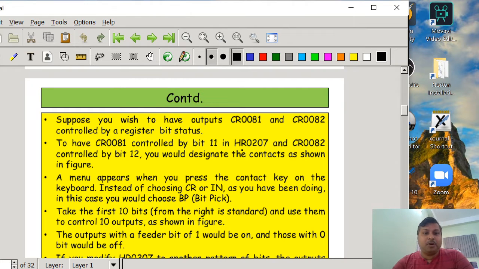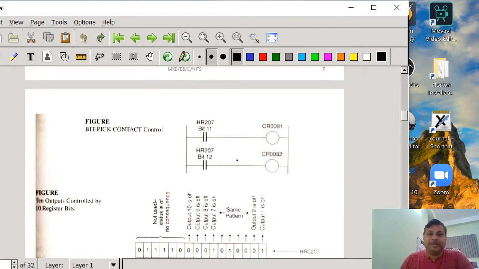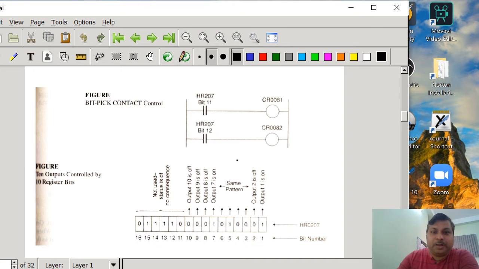To have CR81 controlled by bit 11 in HR207 and CR82 controlled by bit 12, you would designate these contacts as shown in the figure. Let us see what we can do. Here you see two outputs, CR81 and CR82, and we want to control them by the bit status of bit 11 and bit 12 of HR207. That's why, as the contact, we have written HR207 bit 11 and HR207 bit 12.